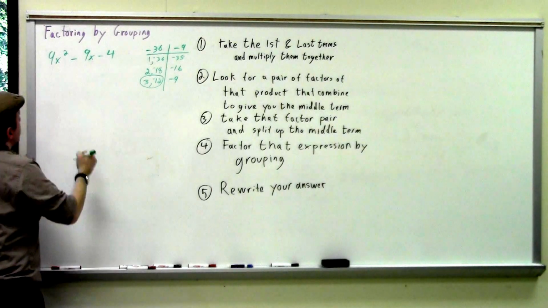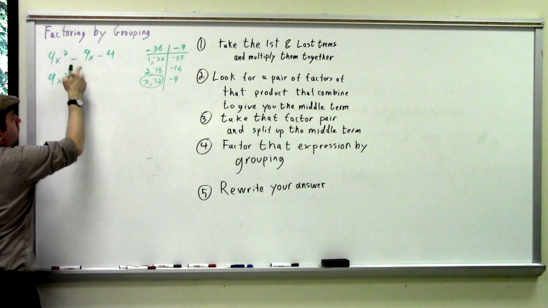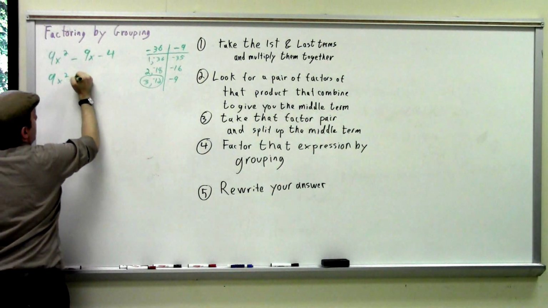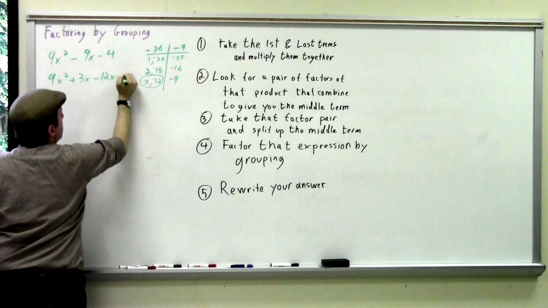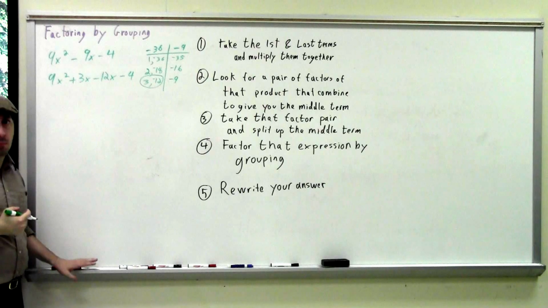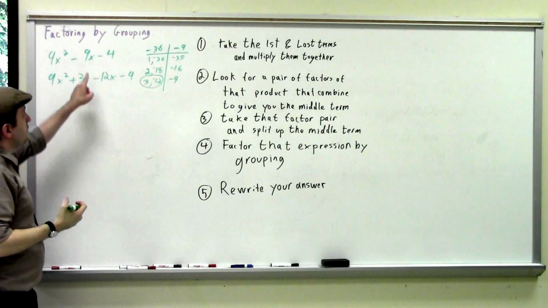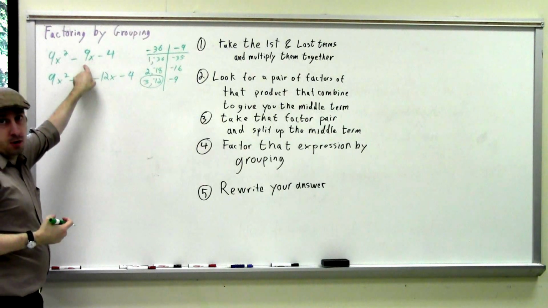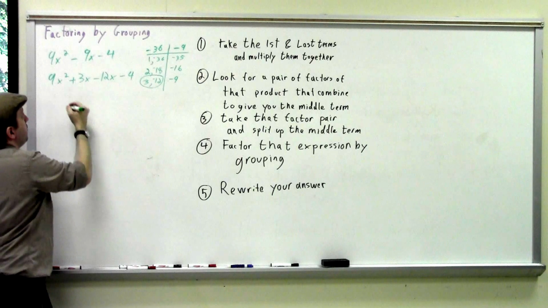In our next step, we're going to rewrite this guy as plus 3x minus 12x minus 4. Okay, so I took those two factors and I used them to rewrite the -9. All right, now we want to factor this by grouping.